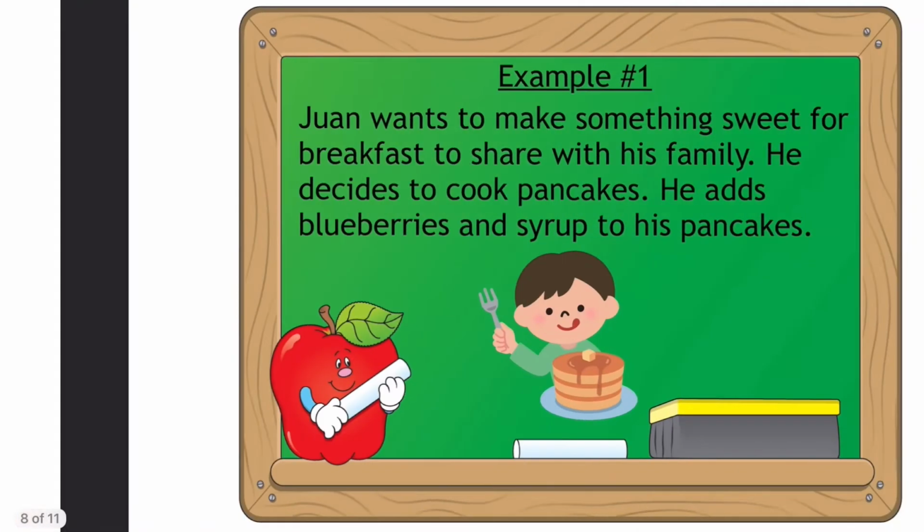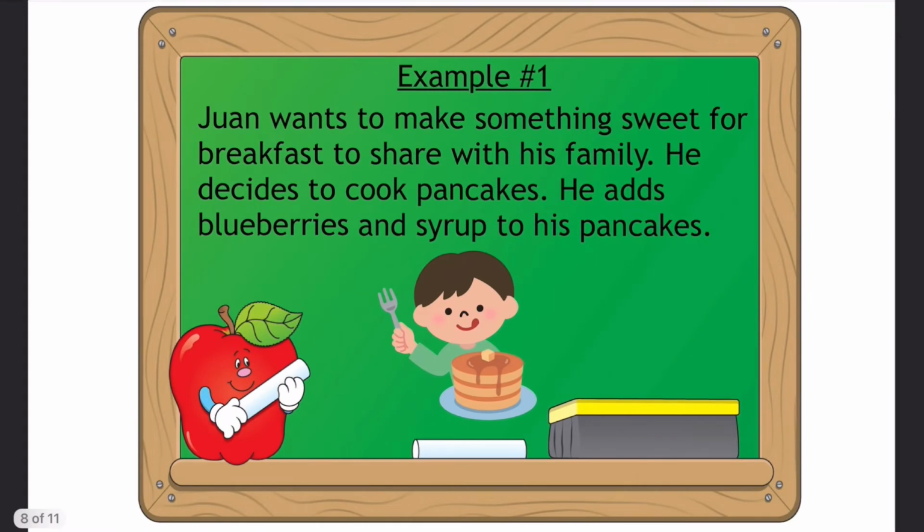So let's take a look at example number 1. This passage says, Juan wants to make something sweet for breakfast to share with his family. He decides to cook pancakes. He adds blueberries and syrup to his pancakes.